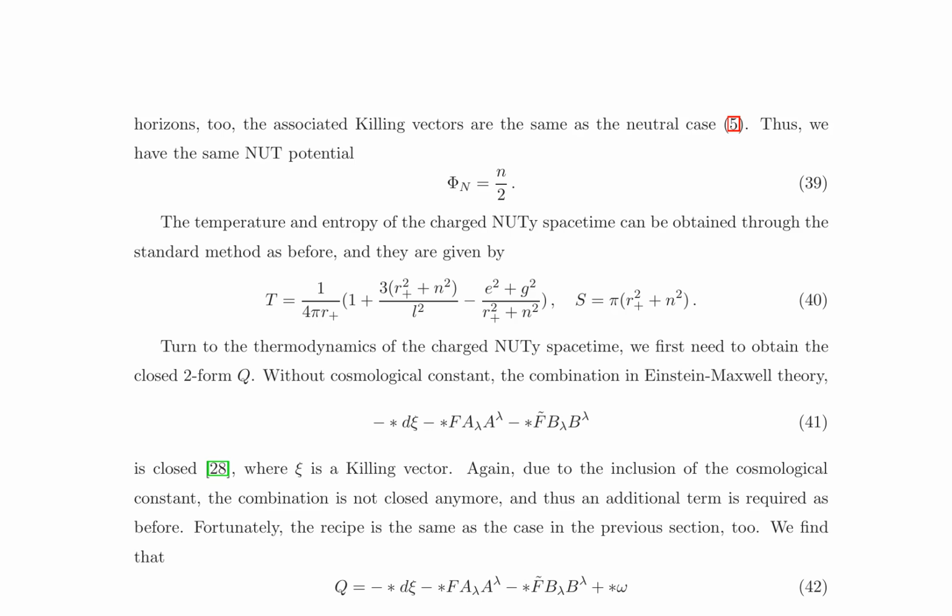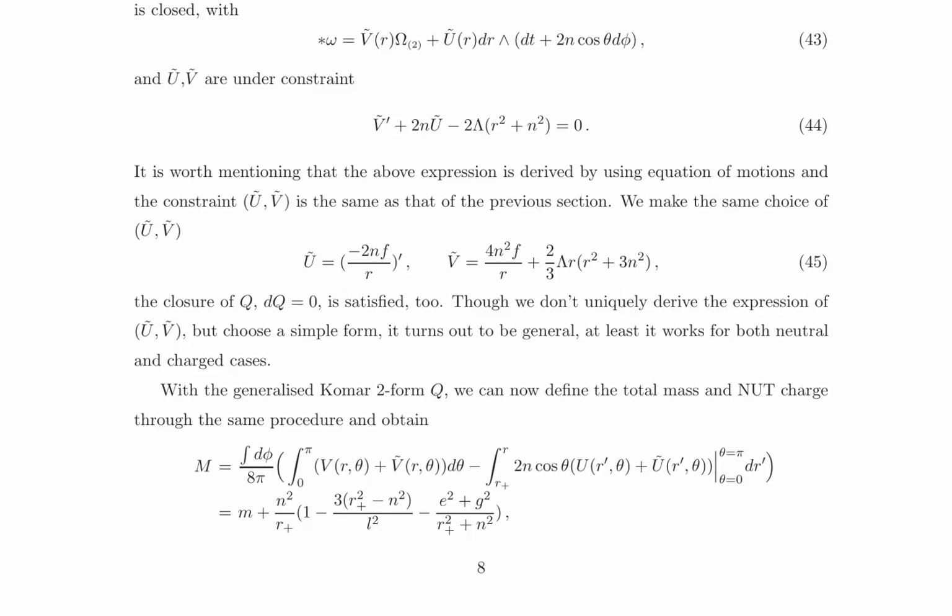The total mass and NUT charge are then calculated using this two-form, leading to expressions that include the effects of electric and magnetic charges. The paper highlights the significance of the cosmological constant in modifying the spacetime geometry and thermodynamics. It also demonstrates how the introduction of electric and magnetic charges further alters these properties, particularly in the context of the first law and the definition of thermodynamic quantities. The choice of u, v, and ũ, ṽ is crucial for maintaining the closure of Q, and thus, the validity of the derived thermodynamic relations.